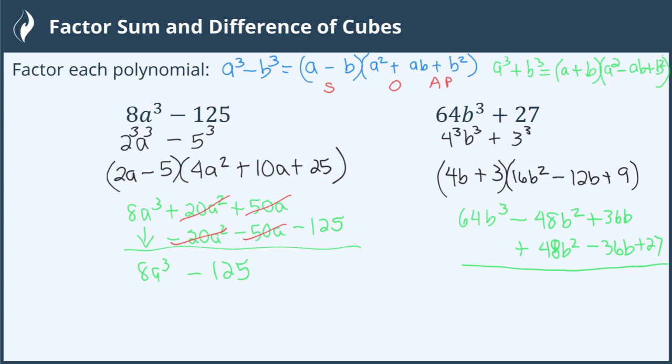And now I have them stacked, and we have 64b cubed. We bring it straight down, and then we notice that our 48b squared gets canceled out because we have a positive and a negative. Same thing for my 36b. We have a positive and negative. They cancel out, and I'm left with my plus 27, which is the same thing as my original sum. So therefore, I have done my problem correctly.